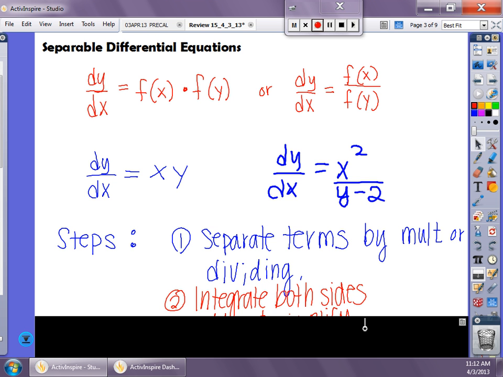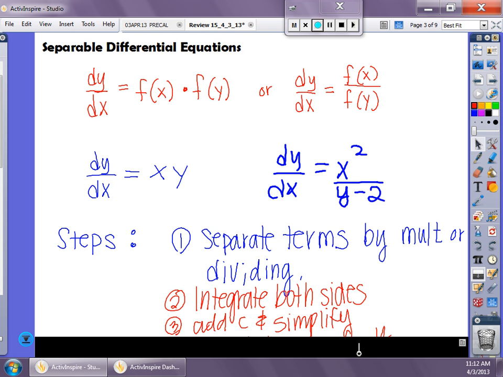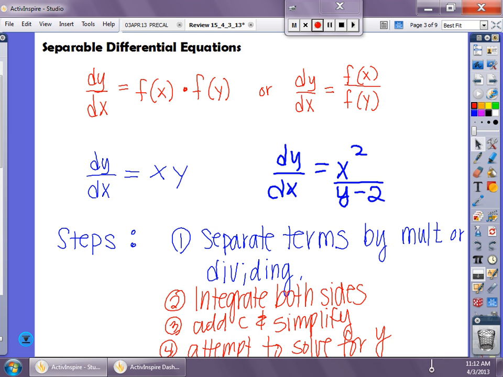You're going to integrate both sides. You're going to add your plus c and simplify. Remember, you only do that to one side. A lot of you guys keep asking me that. You only add plus c to one side. And then you're going to attempt to solve for y. Most of the functions, they want y by itself. Sometimes you get away with not having to do that.